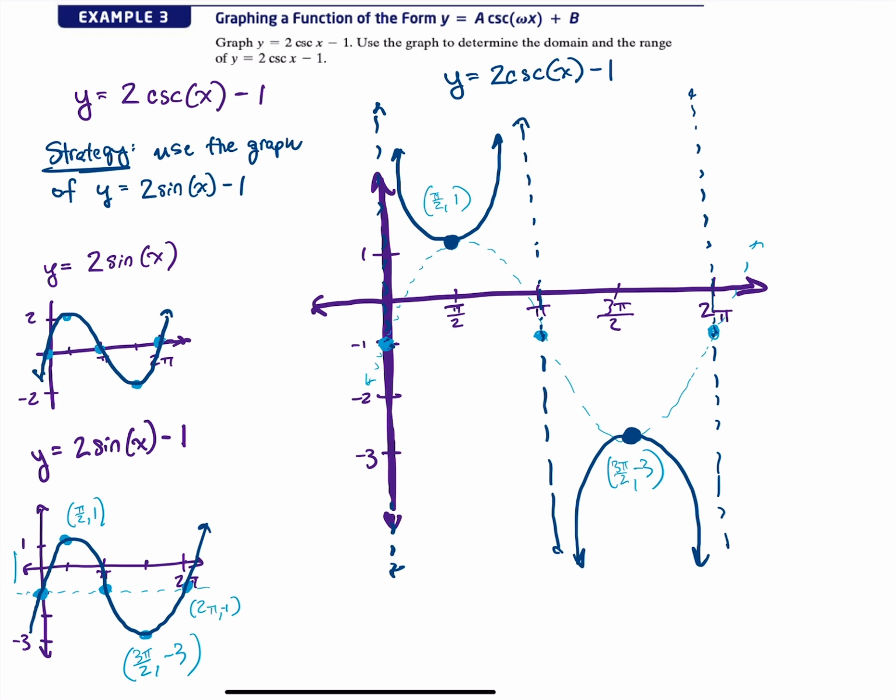Now let's give the domain and range. We will exclude all multiples of pi, because that's where all of our asymptotes are. So all values x such that x is not equal to n pi, where n is an element of the set of all integers.